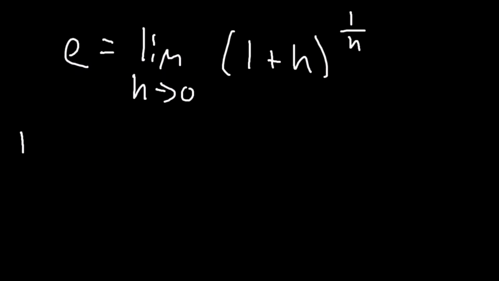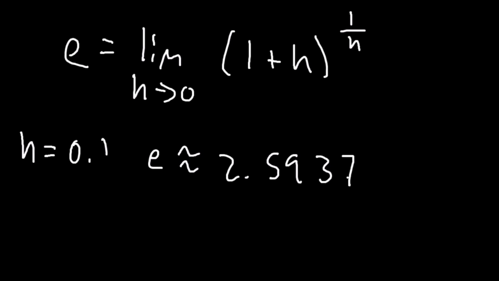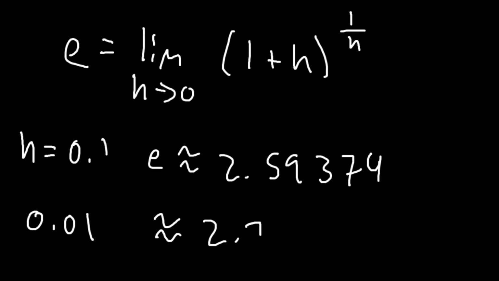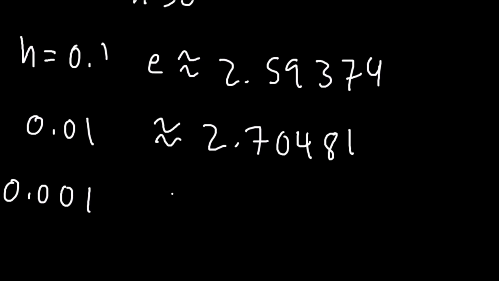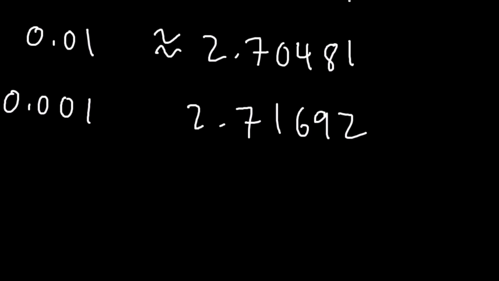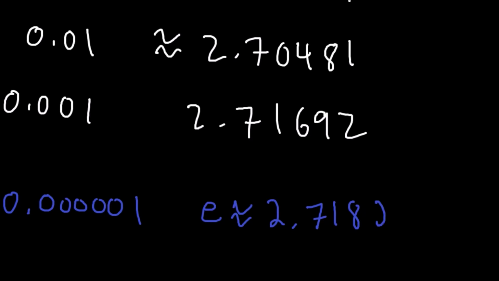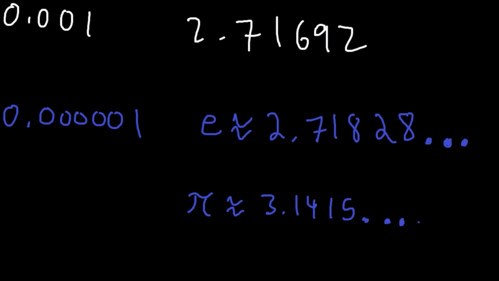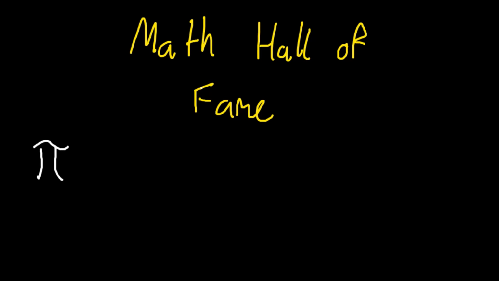Now hold on, you're saying. This is still just a limit. But take out your calculator and plug in smaller and smaller numbers for h, and you will see that this is indeed limiting to a number, and that number is roughly 2.71828, and goes on forever without repeating, just like pi. For many, this is your second number that is considered one of the great numbers in mathematics.